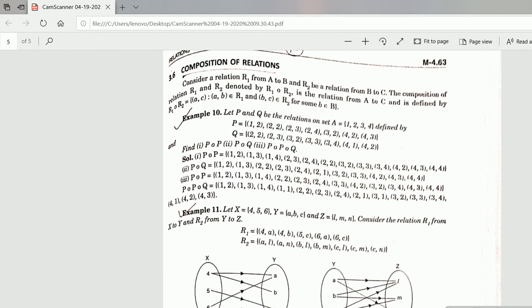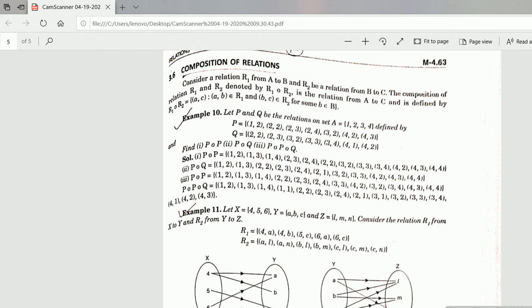(1,2), (1,3), (1,4). Now (2,2), (2,3), (2,4), (3,2), (3,3), (3,4), (4,2), (4,3), (4,4). Because I have taken this set now, P o P we are going to find out, so this will be the value.